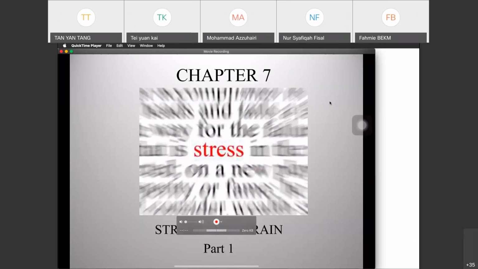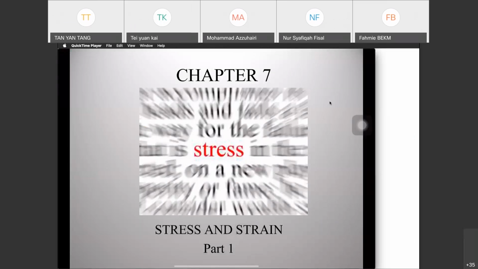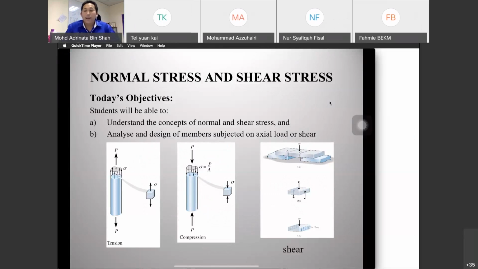Okay, so this chapter is about stress and strain. We are now moving into the solid mechanics part of our subject. The objective is to understand the concept of normal and shear stress. Number one is normal stress. Number two is shear stress.